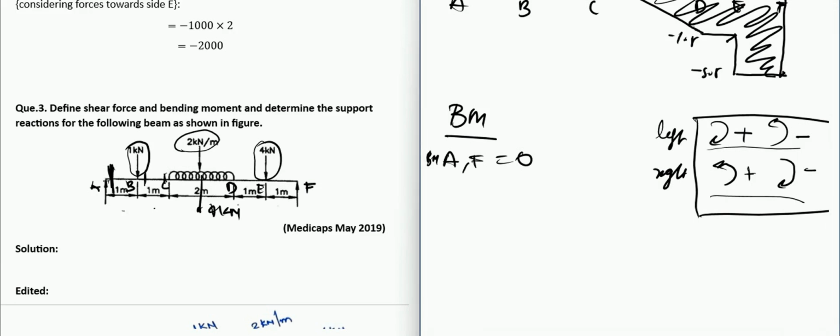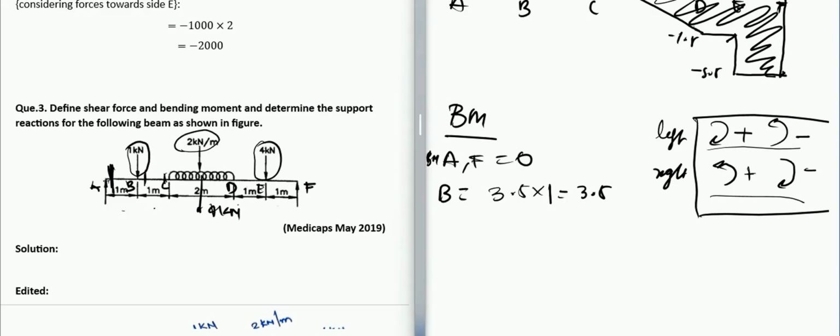So let us say I am calculating at B now. The bending moment at B, I can take all the forces or I can just take the force at A. I will do that because it is easy for me. So 3.5 into 1, which will become 3.5, and it is in the clockwise direction and on the left side, so it will be positive 3.5.